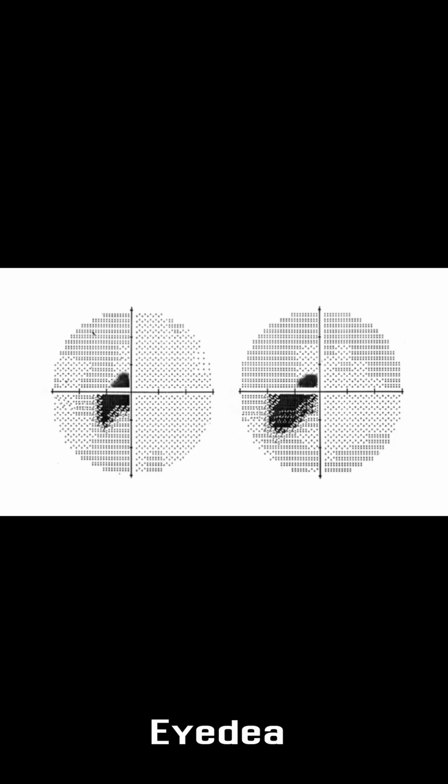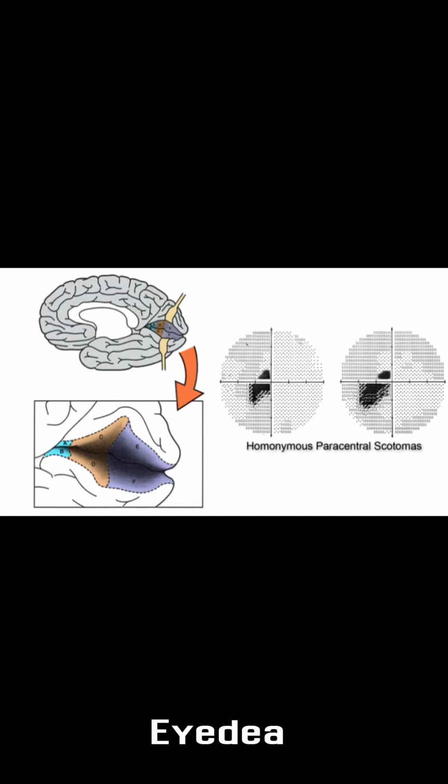Number 6. These are homonymous paracentral scotomas. They are defined as hemianopic defects restricted to the central degrees of the visual field. This pattern localizes to the far posterior visual cortex, and the most common cause is stroke.